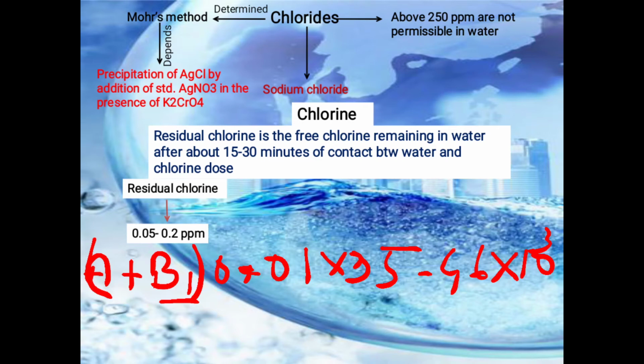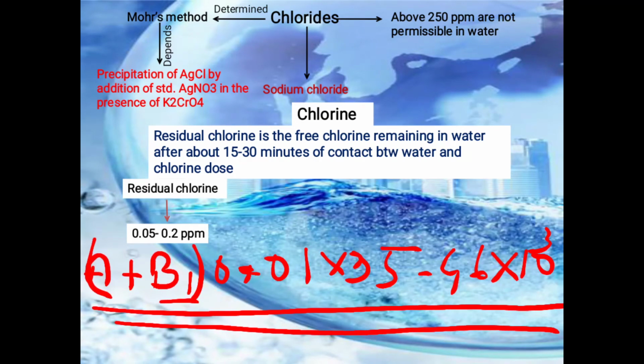Then this equation can also be written as A plus B1 or A minus B2, into 0.01, into 35.45, into 1000 milligram per liter. That divided by volume will give the concentration in milligram per liter.